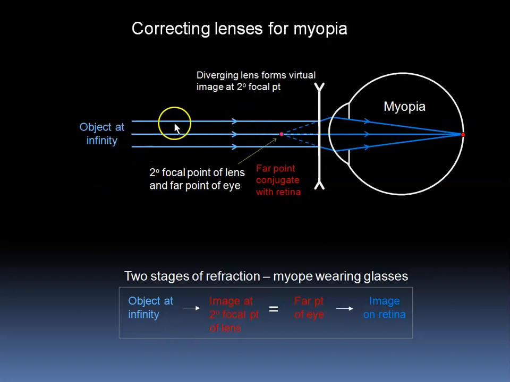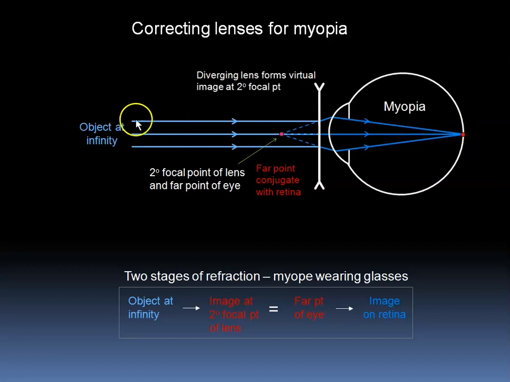Note that this lens is taking non-vergent light and forming a virtual image on the left side at this plane, which is the secondary focal point of this lens. This point is also the far point of this person's eye and is conjugate with the retina.